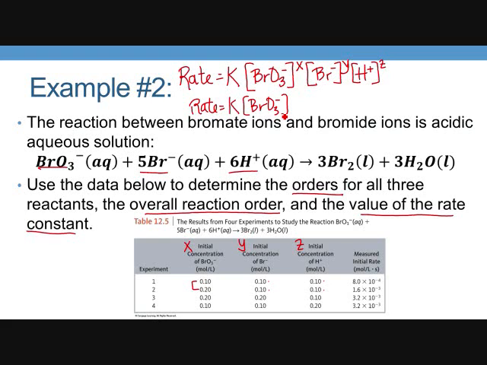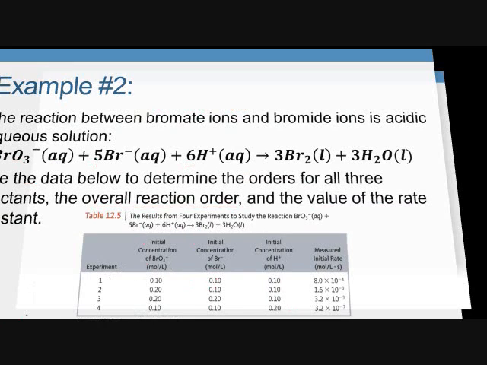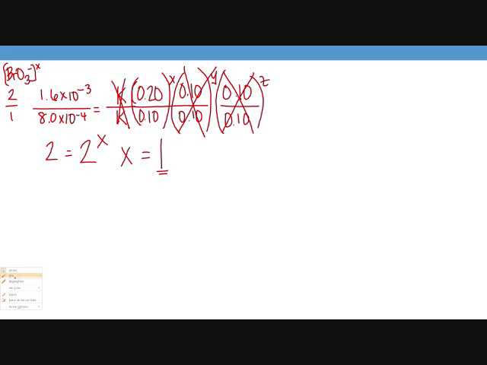Okay, so now we're going to focus on the y. We need to pick 2 rows where y changes, but x and z stay the same. And that is going to be 2 and 3, because if you look at x in 2 and 3, they're the same value, and if you look at z in 2 and 3, they're the same value. And 3 is bigger than 2, so I'm going to put 3 in the numerator.